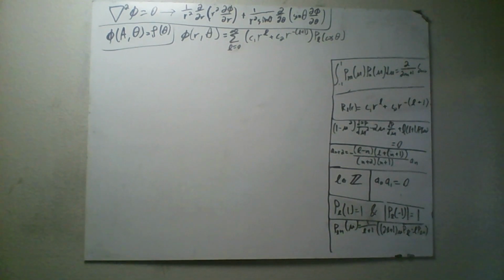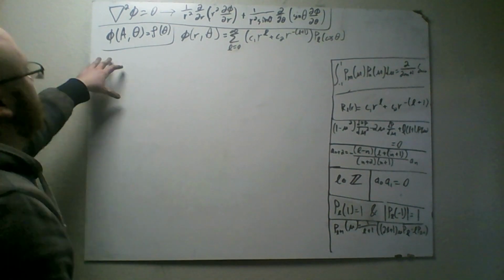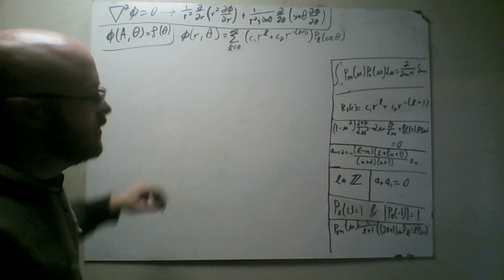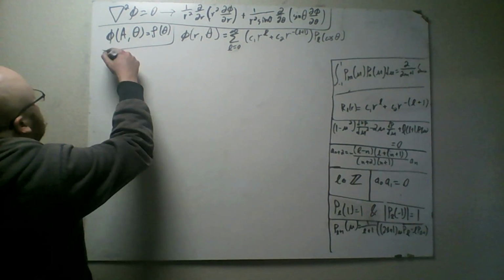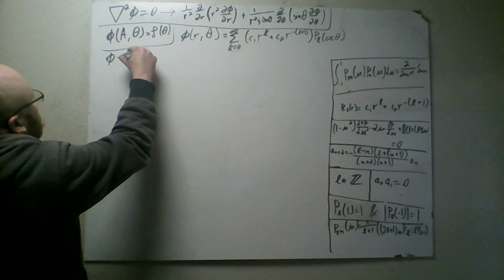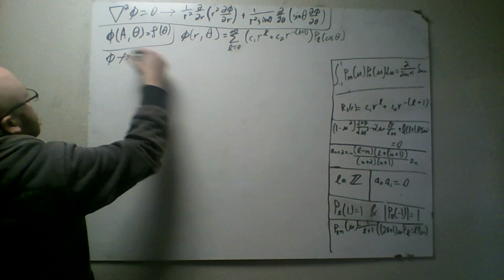Okay. So yeah. So now there were two implicit conditions. First off, that phi never goes to infinity. That's like the main one.